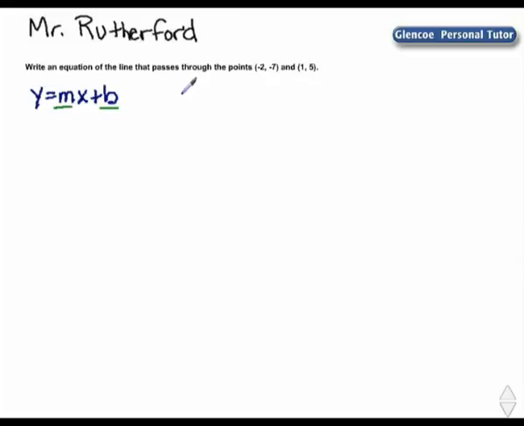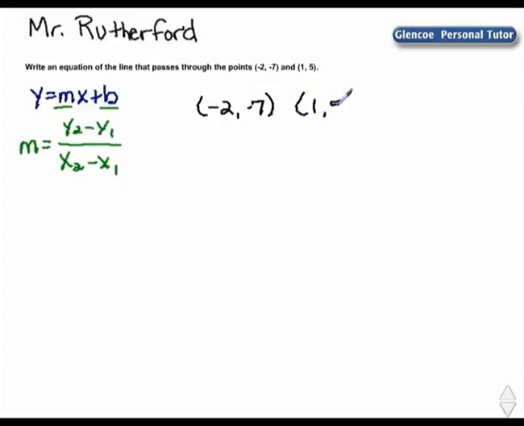The formula for slope is m = (y2 - y1) divided by (x2 - x1). Now we have 2 points. We have (-2, -7), and we have a point (1, 5). So let's label these with our x1, y1, x2, and y2. So we'll have our x1 be -2, and our y1 be -7. So 1 will be x2, and the 5 will be y2.